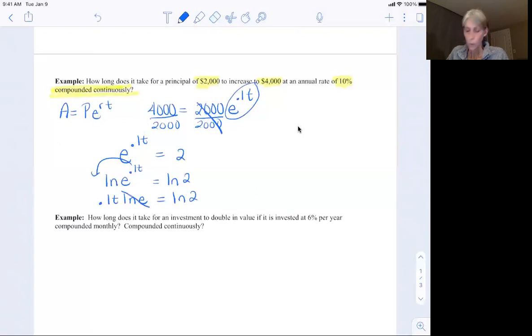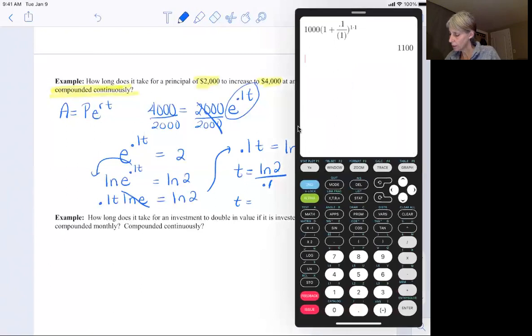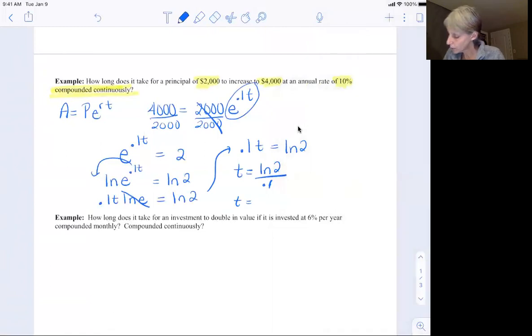ln of e is simply 1. So I have 0.1t equals ln of 2. So t is going to be ln of 2 divided by 0.1. And you could just do that real easy on your calculator. 6.931 years.